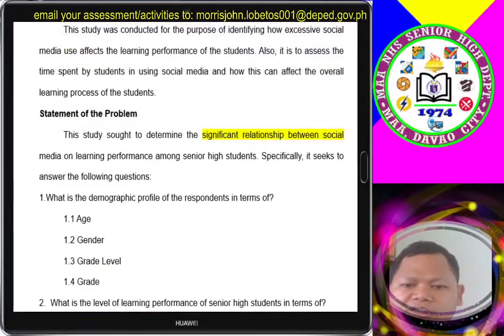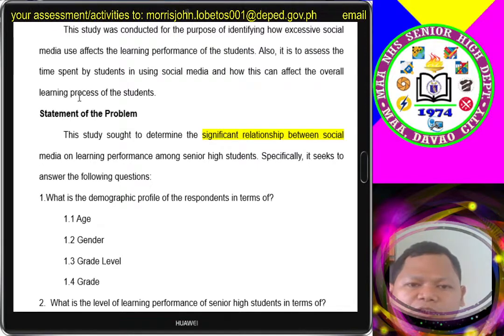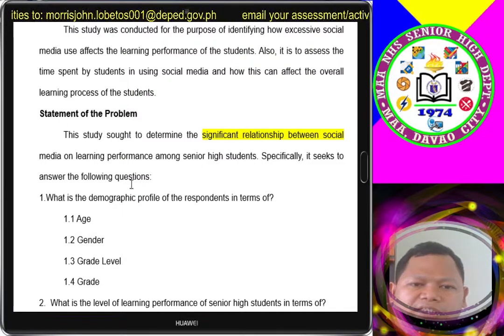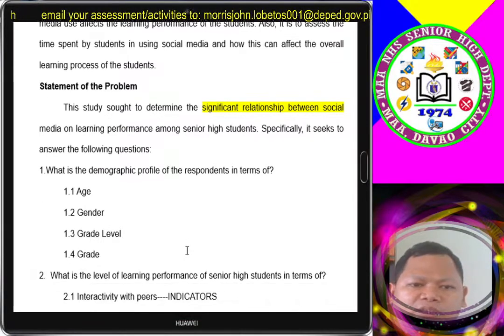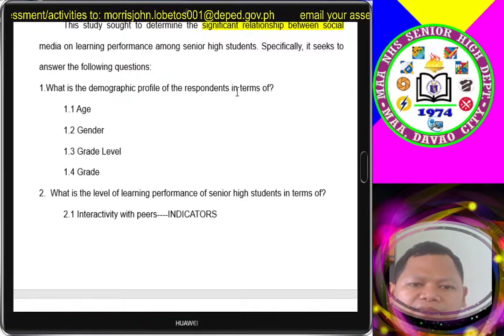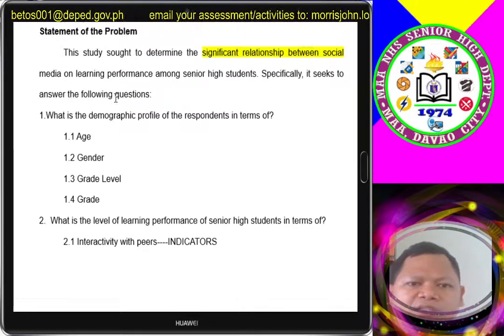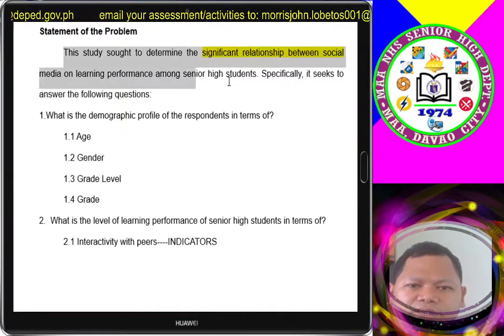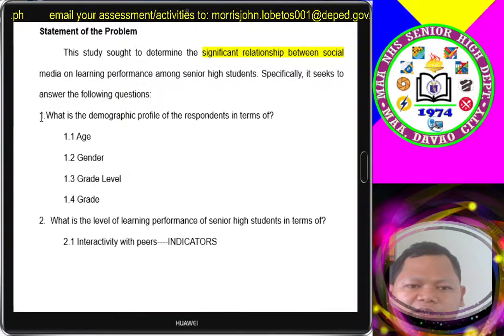Okay, so this is the part in our research paper. This is a scenario problem. This study sought to determine the significant relationship between social media and learning performance among senior high school students. Specifically, it seeks to answer the following questions. Number 1, what is the demographic profile of the students in terms of age, gender, grade level, and grade? Okay, so as you can see, this is the SOP. Then these are the specific questions.